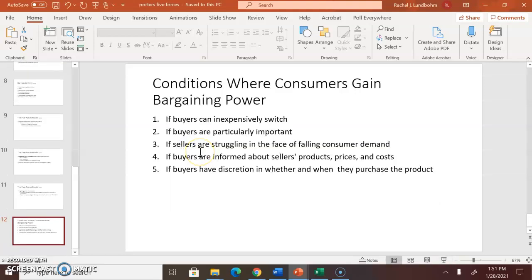All right, that's an overview of Porter's 5 forces. We've talked about each of the forces. Now there is a video that I would like you to watch about Porter's 5 forces as it applies to the airline industry. And I think that will really help you to get a grasp on how you apply this analysis to determine if an industry is attractive or not.